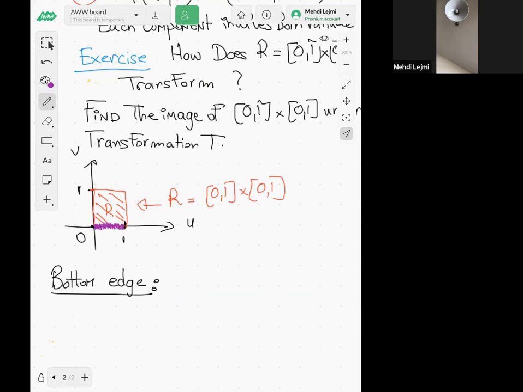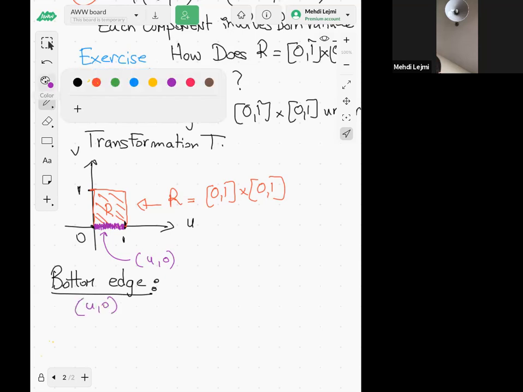All right. So what's the image of this bottom edge under the transformation T? Well, what will be the equation of this bottom edge? That's the U axis, right? So V is equal to 0. If you want to describe this bottom edge, you can say it is given by (U, 0). If you have a point in this bottom edge, the coordinates are just (U, 0), the V coordinate is 0. So the bottom edge can be described by (U, 0).